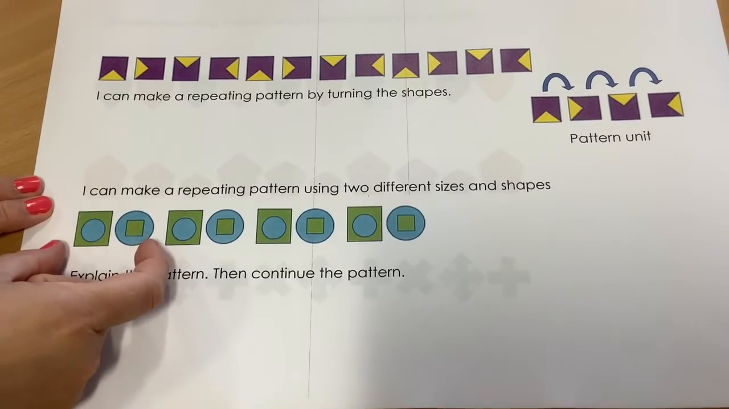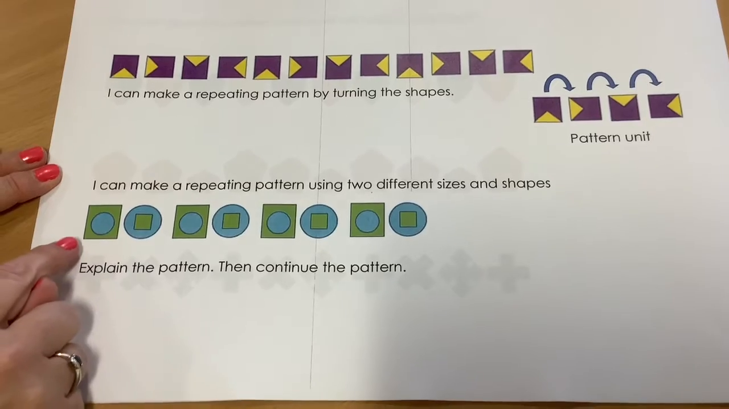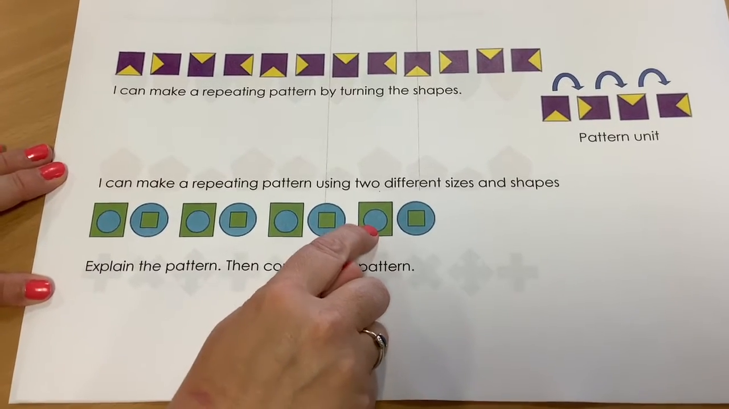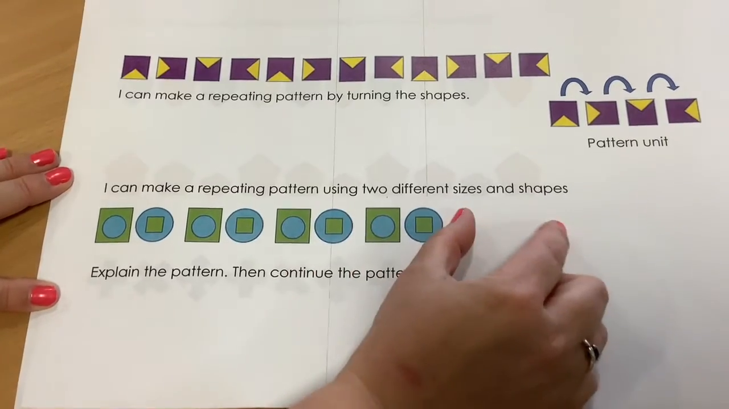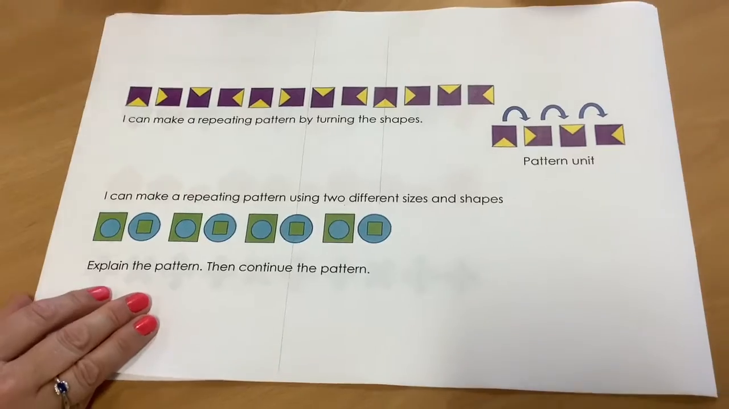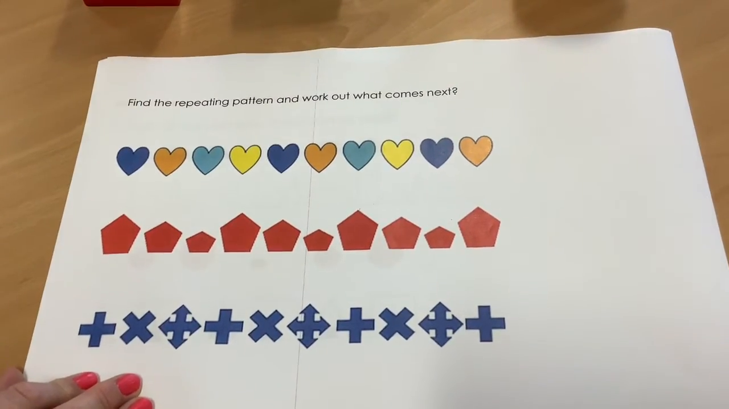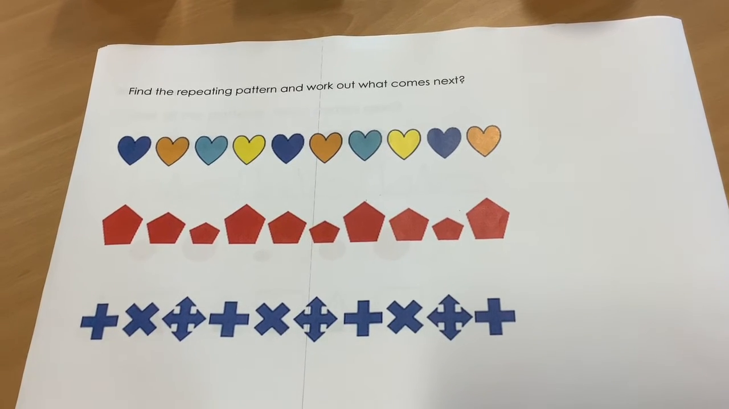So we can see this time we've got 2 shapes in our repeating pattern. So you would continue on with the square with the blue circle, with the green square, and so on. So they can be quite complicated or they can be quite simple. Have a look at these, pause the video, see if you can find the repeating pattern and work out what comes next.